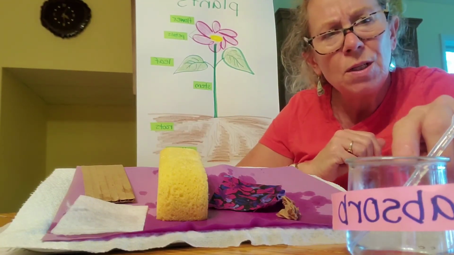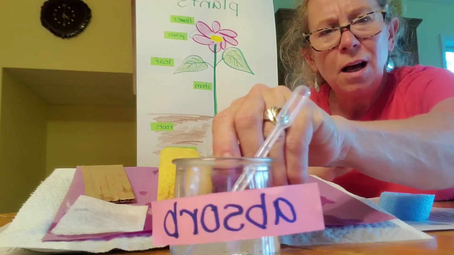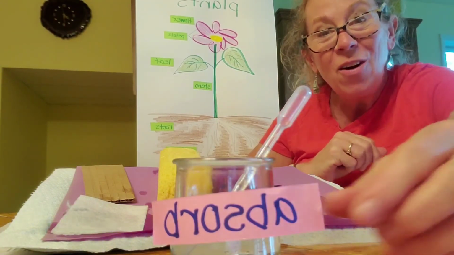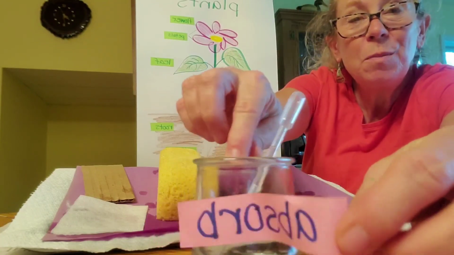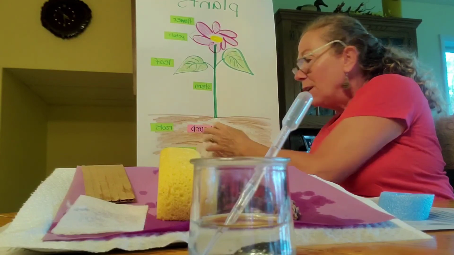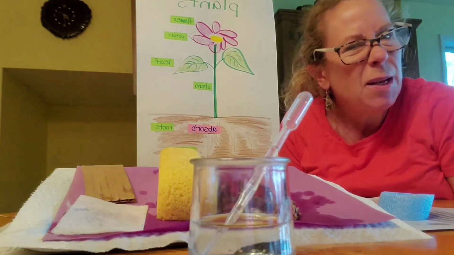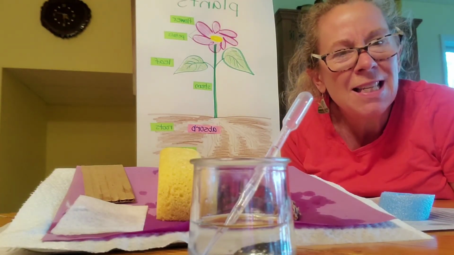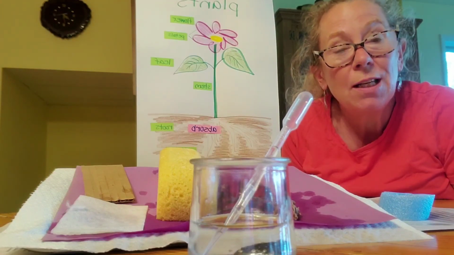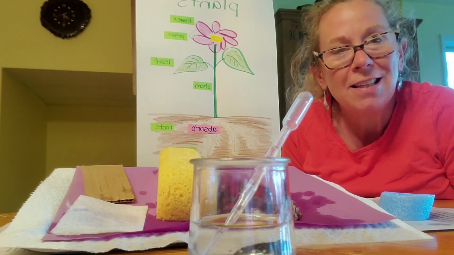We learned a new word today, Duke Dogs. Absorb and absorbent. And we know that the roots of plants absorb water and what was that big word that's like vitamins? It sounds a little bit like nutrition, nutrients that are in the soil.